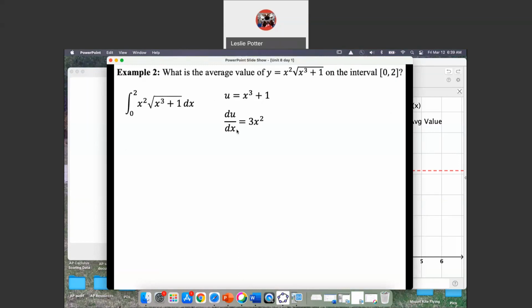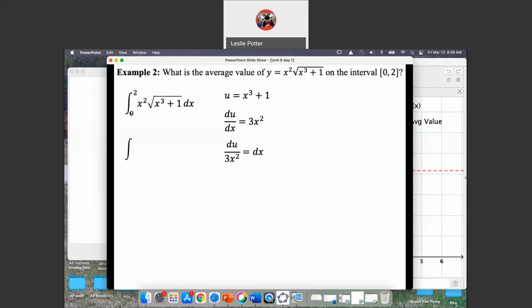And then we have to solve for dx to prepare for the substitution. So I'm going to do the old switcheroo here. dx is du over 3x squared. And now I can start substituting this into the integrand. We know the x squared stays because that will end up canceling out. So I'm going to go ahead and do the substitution.